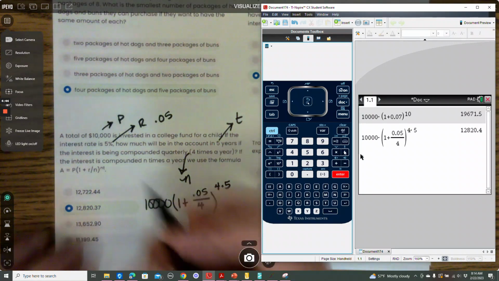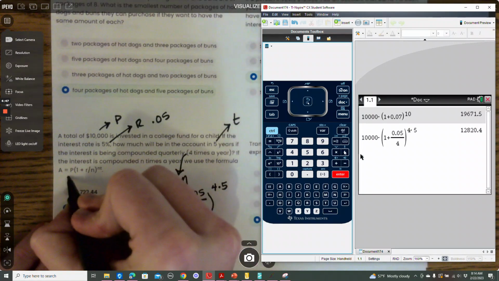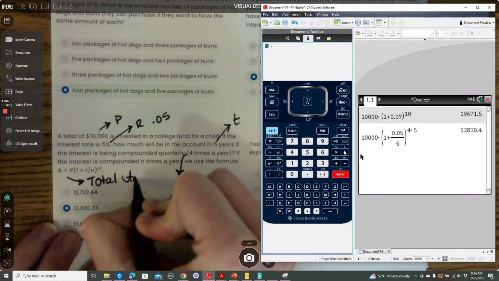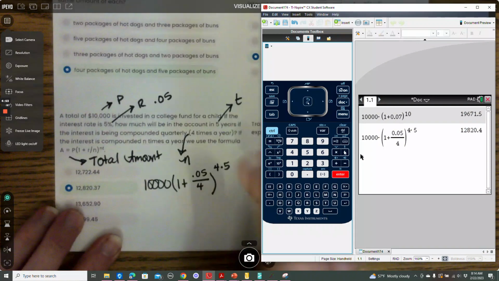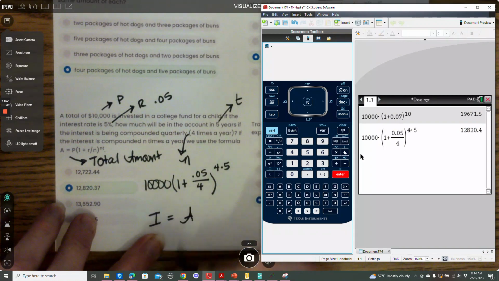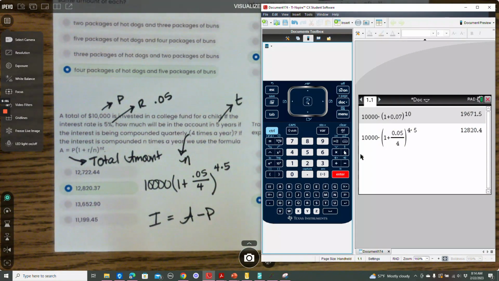Something to take note of, the A here is the total amount in the account. So that's the total amount you have. If it asks for just interest, if it wants just the interest amount, you have to take that total amount, that answer you get, and subtract the principal. So sometimes they do like to ask that. It's a second step kind of problem.